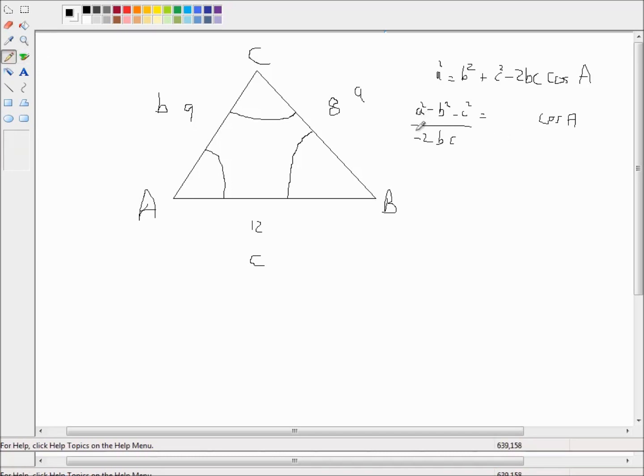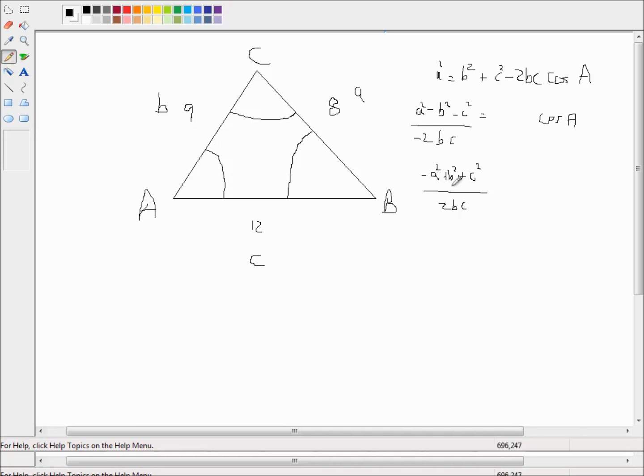Now if I multiply top and bottom by -1, I can get rid of that negative on the bottom. So I'm going to times the numerator by -1, and I'm going to times the denominator by -1. So this A squared becomes negative A squared. Then minus B squared becomes positive B squared. And the negative C squared becomes positive C squared. And then the negative 2BC just becomes positive 2BC.